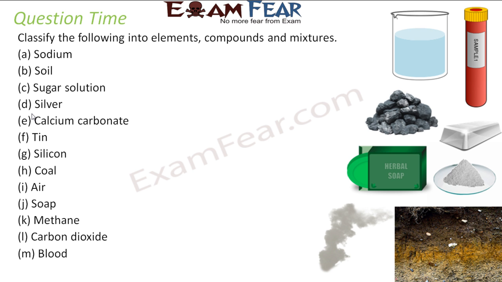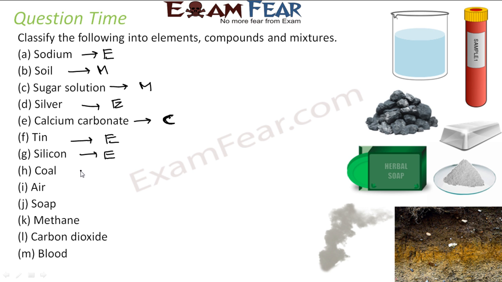Classify the following into elements, compounds, and mixture. Sodium. Sodium is in the periodic table, so it is an element. Soil is a mixture because it has so many things. Sugar solution has sugar and water, so it is again a mixture, right? Silver is an element, it is in the periodic table. Calcium carbonate is again an element, it is a compound. Actually, it's not an element, it's a compound. Tin is an element because it is in the periodic table. Silicon is in the periodic table, it is an element.